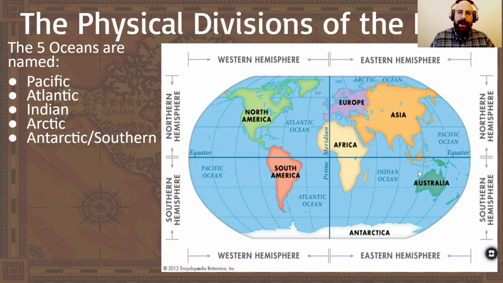And then, of course, we have our oceans. We have 5 named oceans. Now, wait a minute. I only see one big blue wet thing right here.